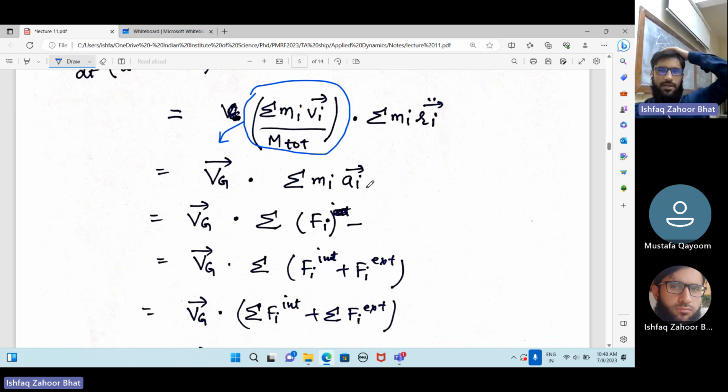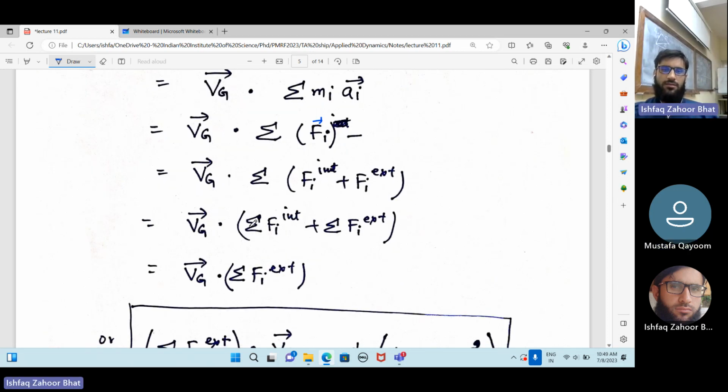What is this m_i a_i? It is the net force on the ith particle, which I have written as F_i. It will take both internal as well as external forces acting on this ith particle. So this m_i a_i is F_i, the total. Now this F_i will have two major components: the internal force acting on the ith particle, that is F_i internal, plus F_i external.